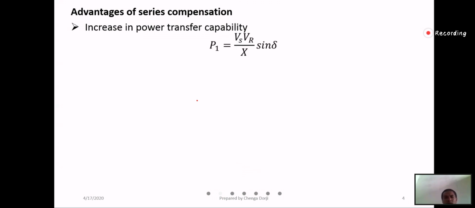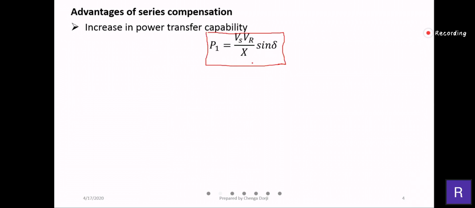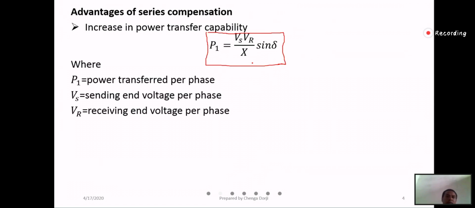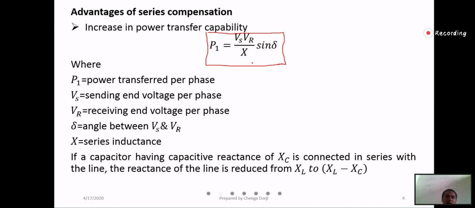Now we know this power expression. Everybody knows this, no? Vs is the sending end voltage, Vr is the receiving end voltage, X is the transmission line reactance, and delta is the angle between Vs and Vr.